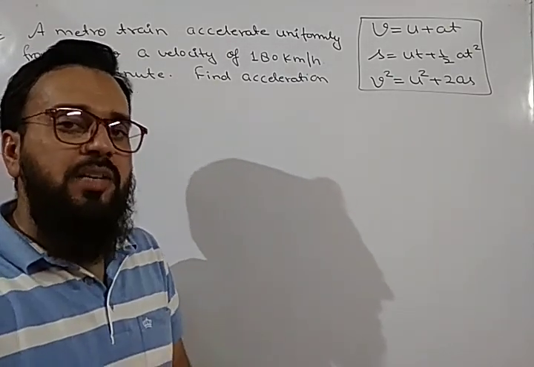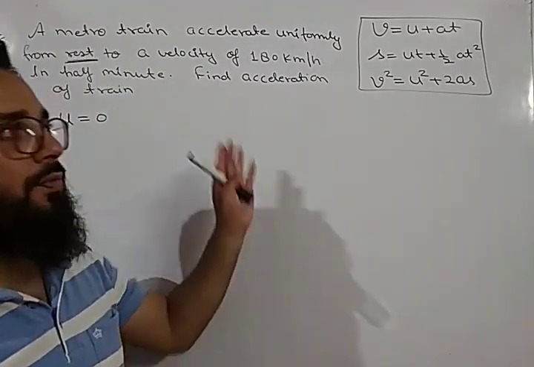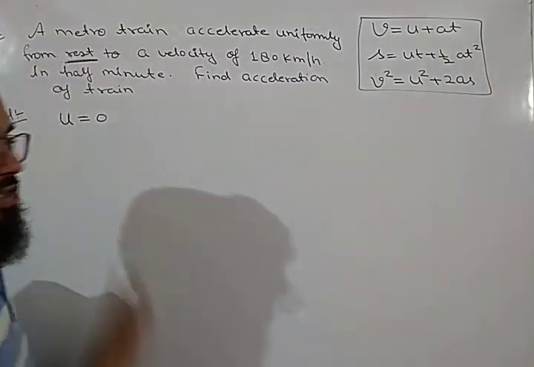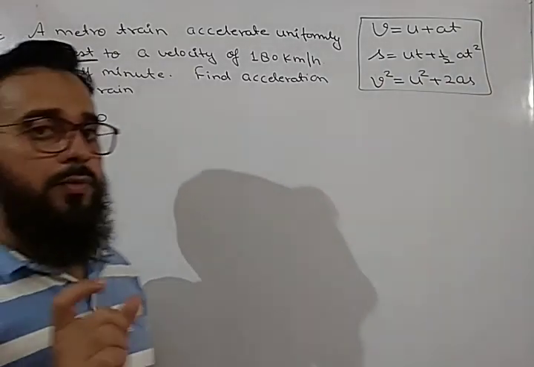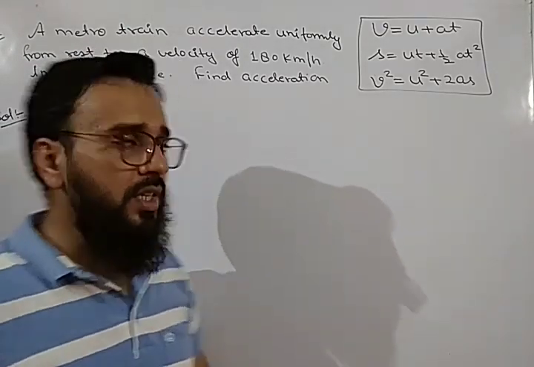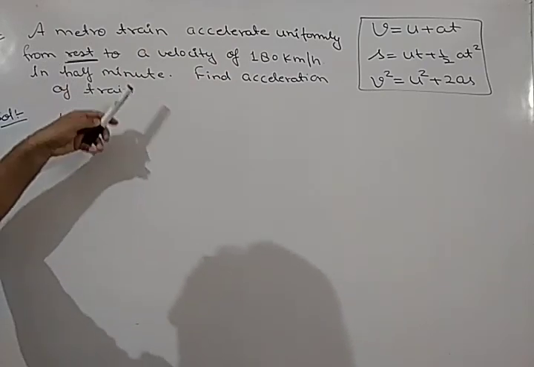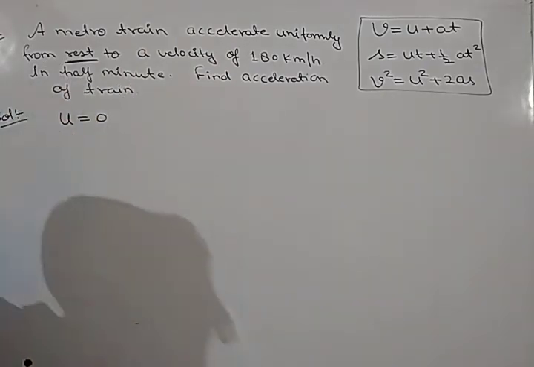You have to read the statement carefully and you will find the value of u and v, whatever is given. You can find it out from the question itself. The basic thing is that you have to read the question very carefully. So it is given in the question, it starts accelerating uniformly from rest. It means its initial velocity is 0. So I have written here u equal to 0.